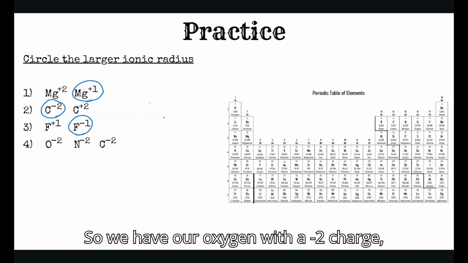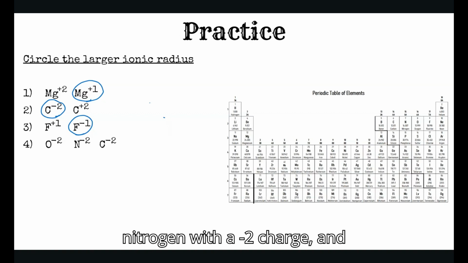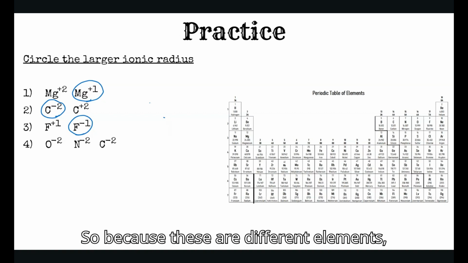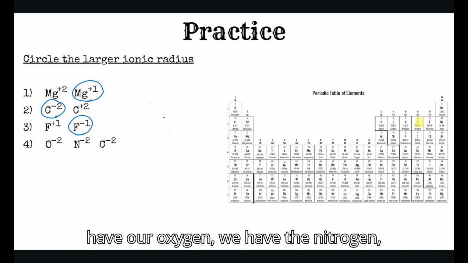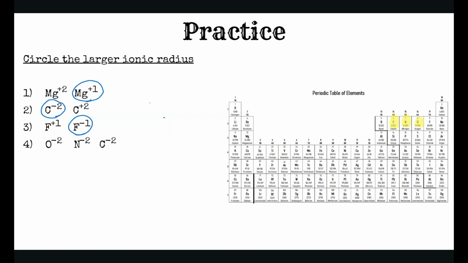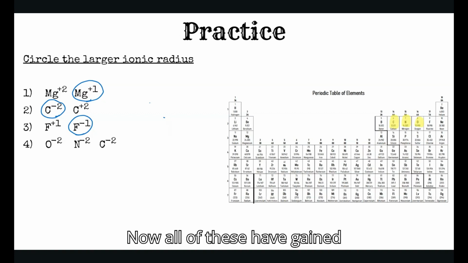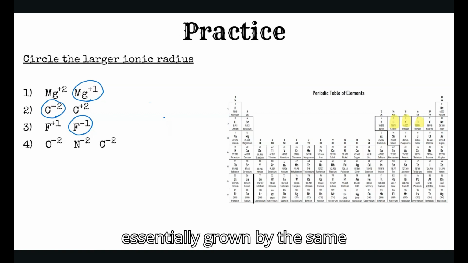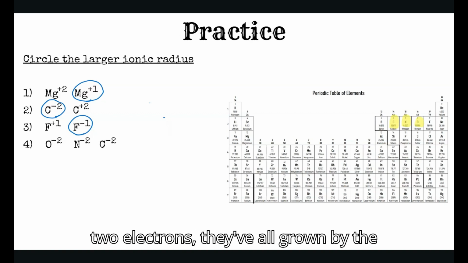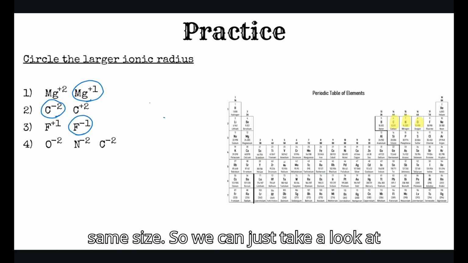So we have our oxygen with a -2 charge, nitrogen with a -2 charge, and carbon with a -2 charge. Because these are different elements, let's go ahead and take a look at where they are on the periodic table. So we have our oxygen, we have the nitrogen, and we have the carbon. Now, all of these have gained 2 electrons. So because they've all gained 2 electrons, we're able to assume that they have essentially grown by the same size.